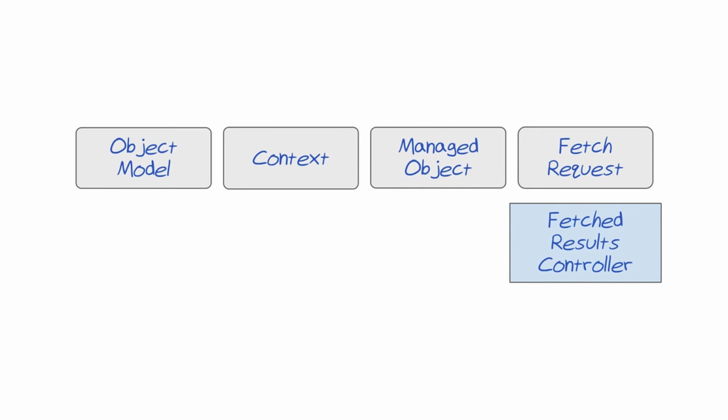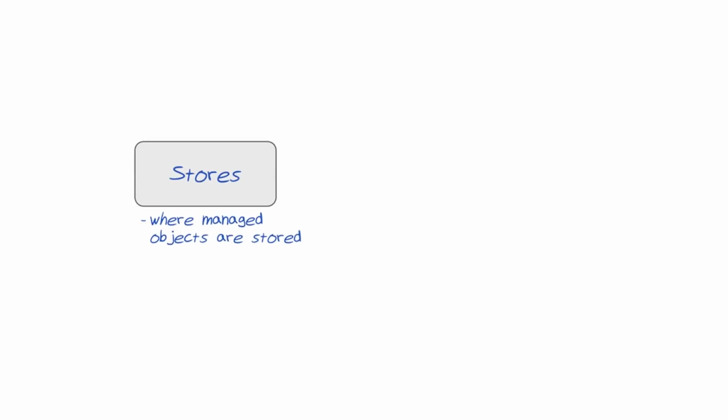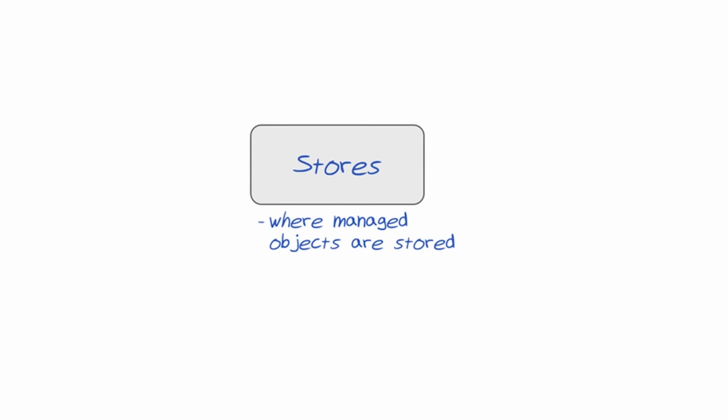At the lower level, Core Data relies on what's called persistent stores, or stores for short. Stores, like the name implies, are where managed objects actually get stored when saved to disk. They can be thought of as database data files and can exist in several types, namely XML, binary format, and SQLite, the latter being the most common and also the one we'll be using. Note that you can have more than one store or type of store in a given app.